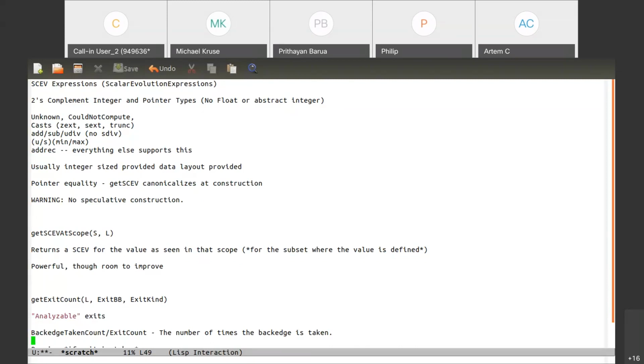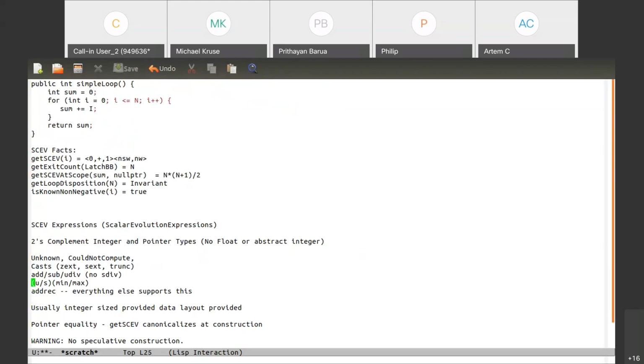Addrex, or add recurrences, are really the key point of SCEV. When we went back to our little example above, the ability to find that we have an induction variable that has a known step and a known start, and to analyze properties of that induction variable, that's what SCEV exists to do. The rest of the nodes basically exist to allow you to describe expressions that might result in addrex.